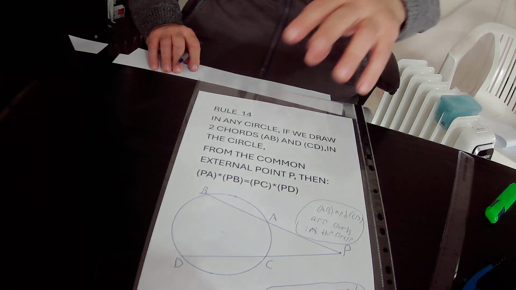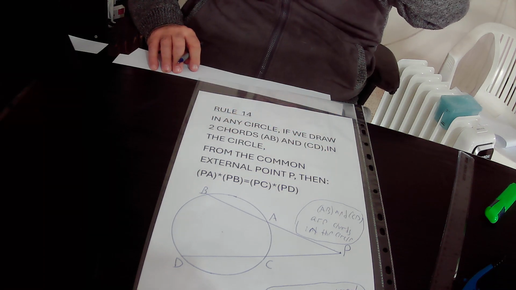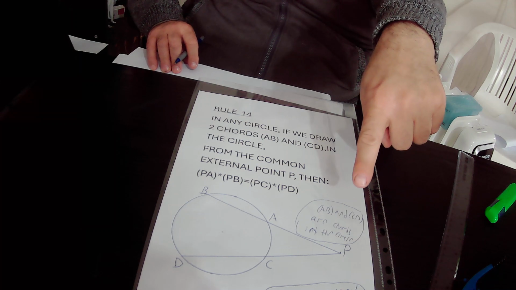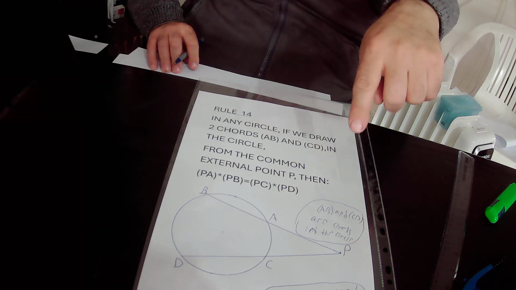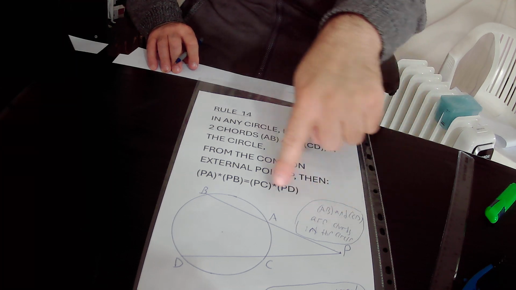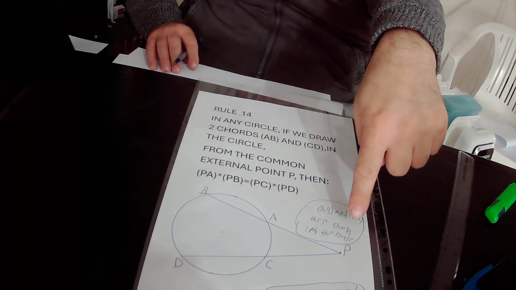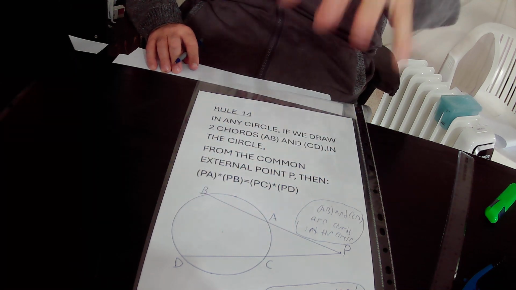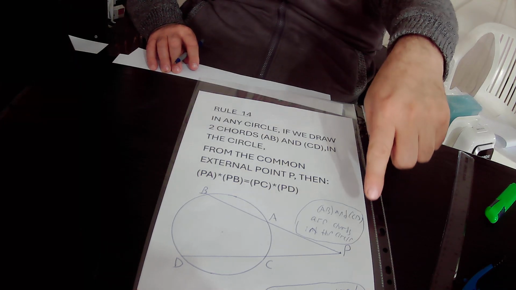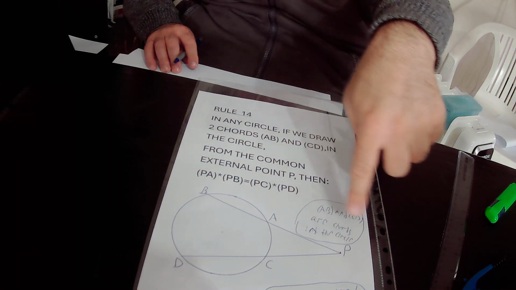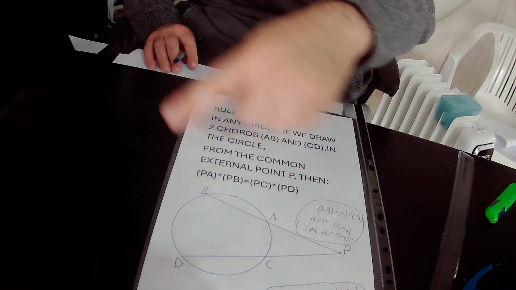Here in the drawing we have a circle and the common external point P. From the common external point P, we draw two chords inside this circle, called AB and CD. So in this drawing, the following equation is true: PA times PB equals PC times PD. Again, PA times PB equals PC times PD.